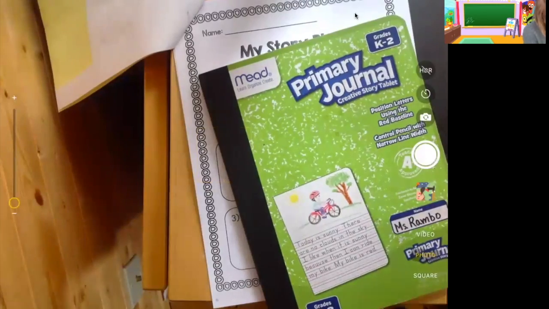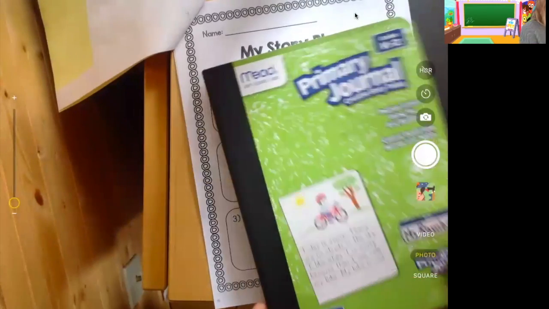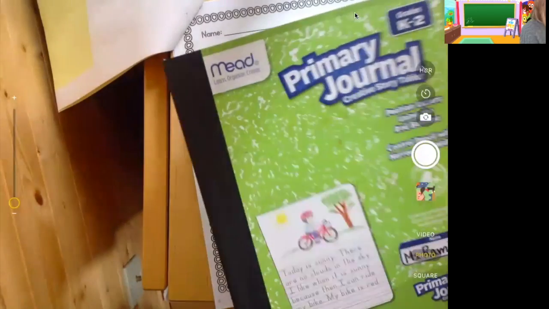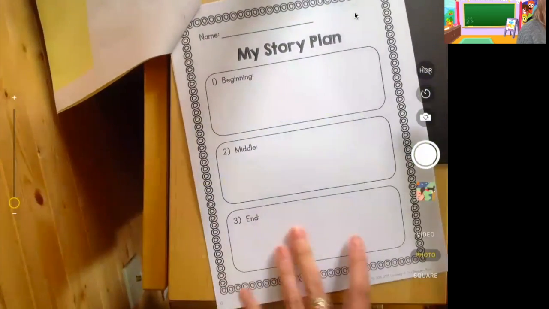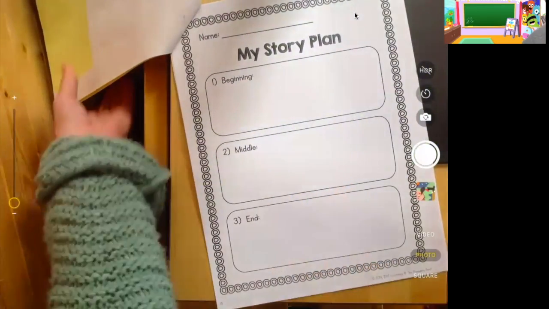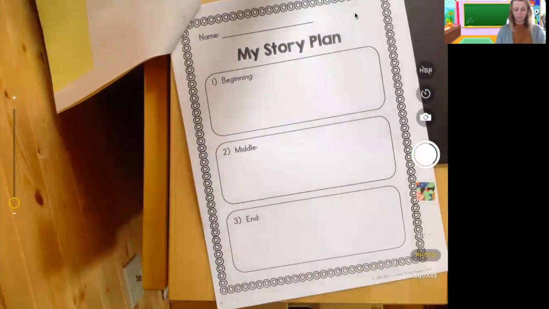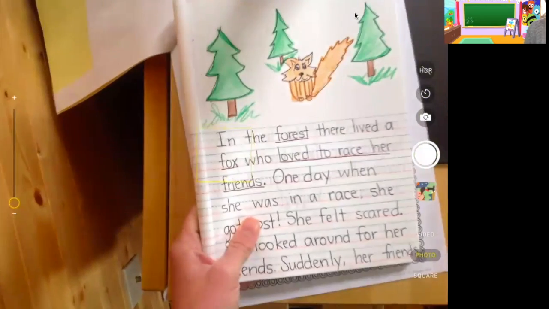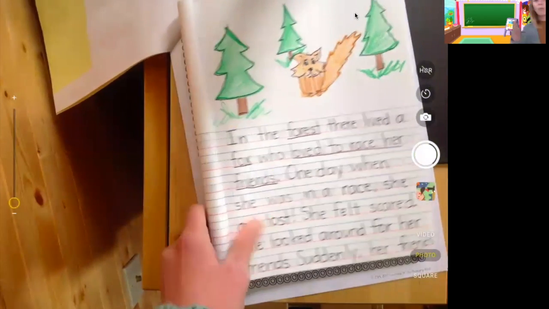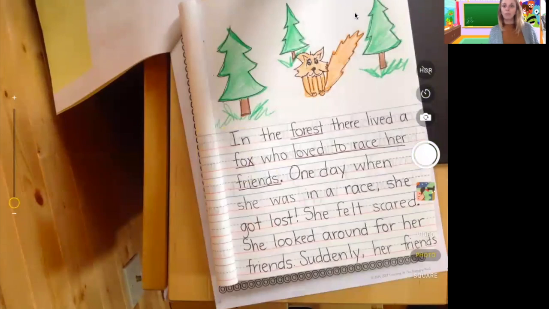Okay, so you're gonna need a pen or a pencil. You're gonna need your primary journal if you're writing from your primary journal. And you're gonna need this second page in your author's workbook, my story plan, okay? And I'm gonna look here at the story I already wrote, and I'm gonna think about what happens in the beginning, middle, and end of the story, okay?